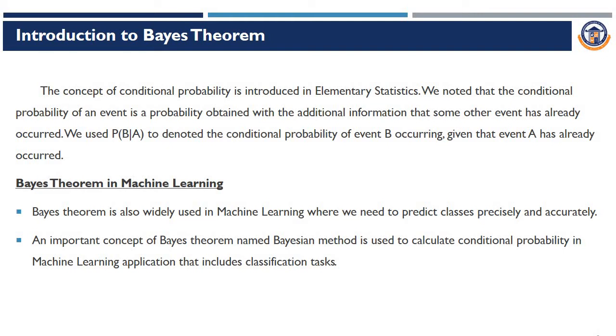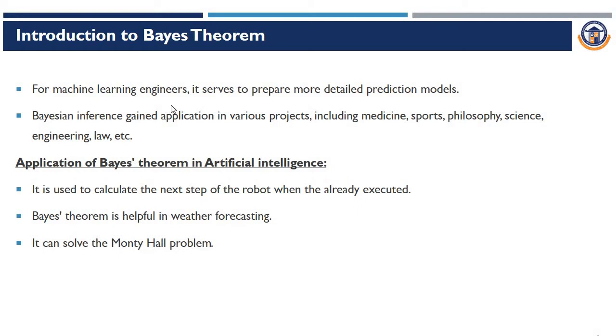This Bayes' theorem is also widely used in machine learning, where we need to predict classes precisely and accurately. An important concept of Bayes' theorem, named Bayesian method, is used to calculate conditional probability in machine learning applications that include classification tasks. For machine learning engineers, it serves to prepare more detailed prediction models. Bayesian inference gained application in various projects including medicine, sports, philosophy, science, engineering, law, etc.